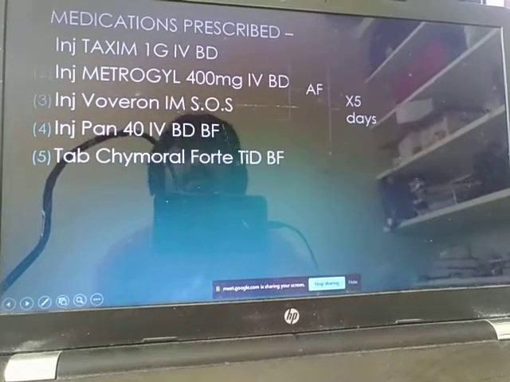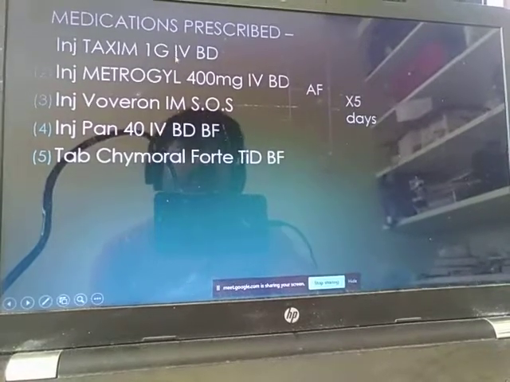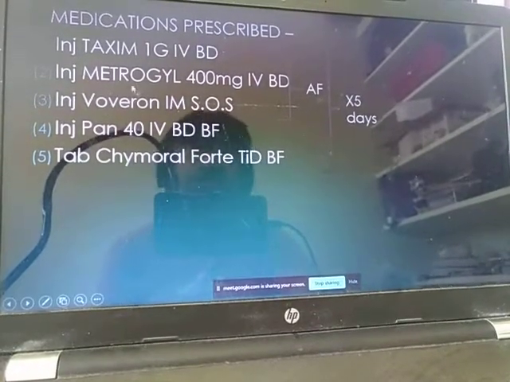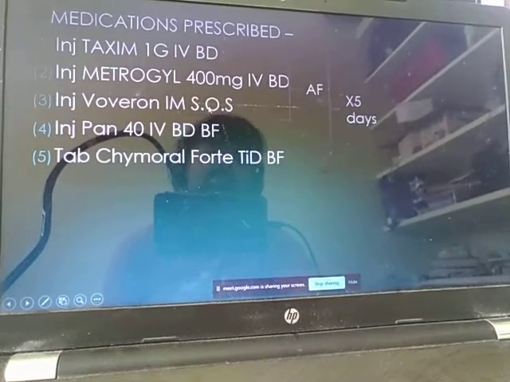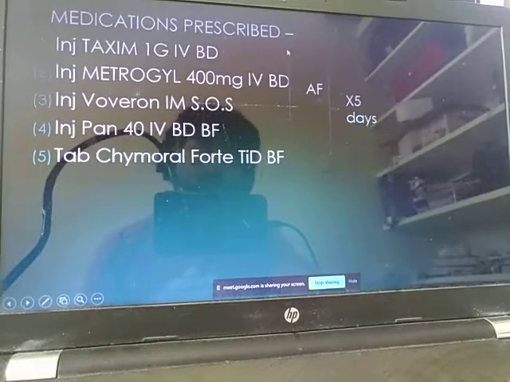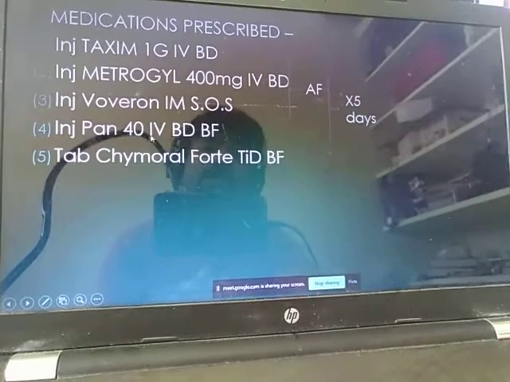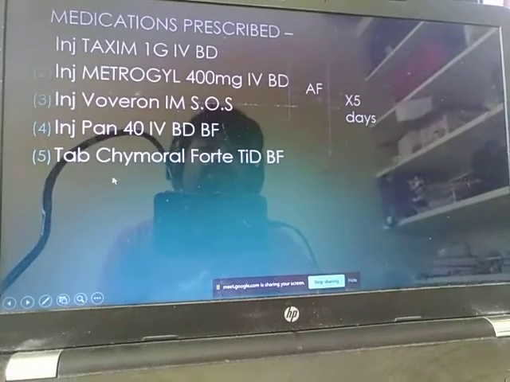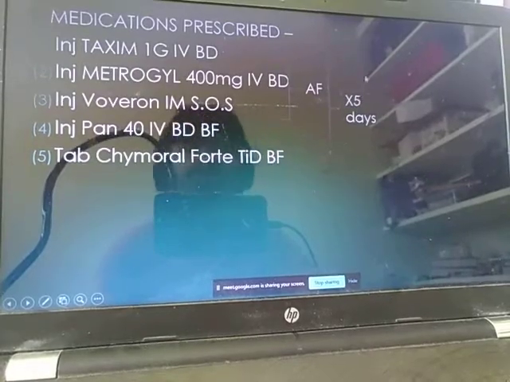Medications which were prescribed after admitting were injection Taxim 1 gram IV BD, injection Metrogyl 400 mg IV BD, and injection Voveran SOS, generally IM. If the patient had pain, the injection was administered. These were all after food. Injection Pan 40 IV BD before food, and tablet Chymoral Forte TID before food. These were all administered for 5 days.